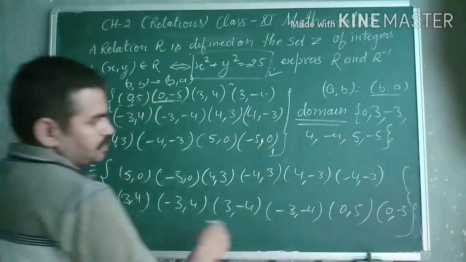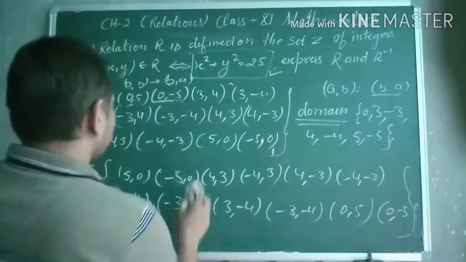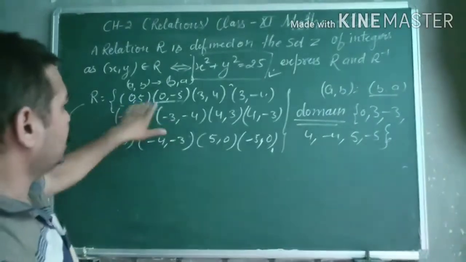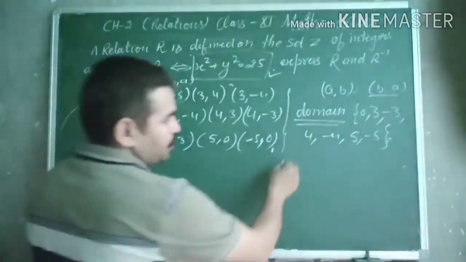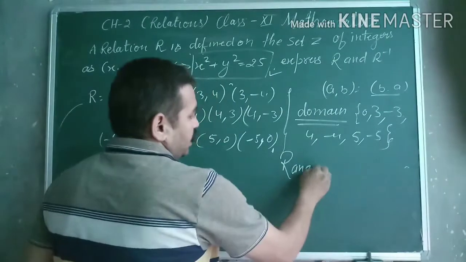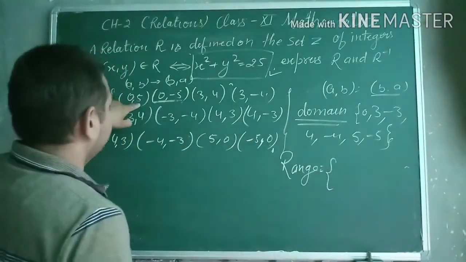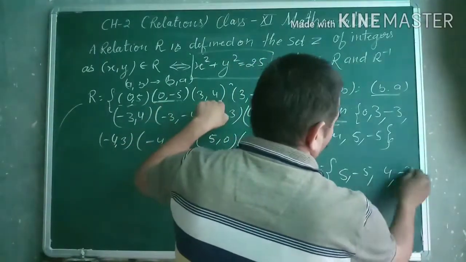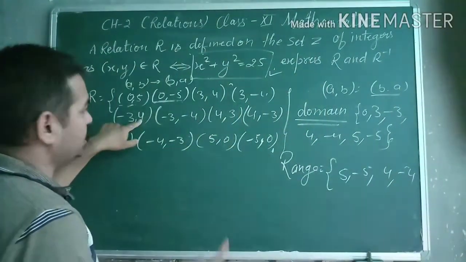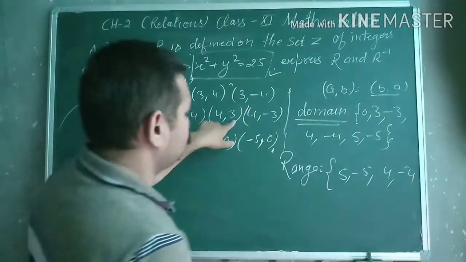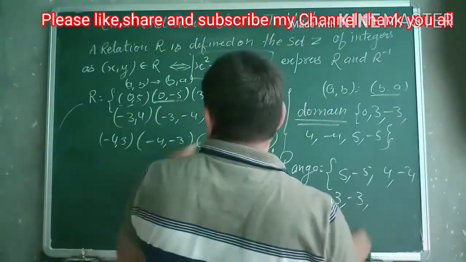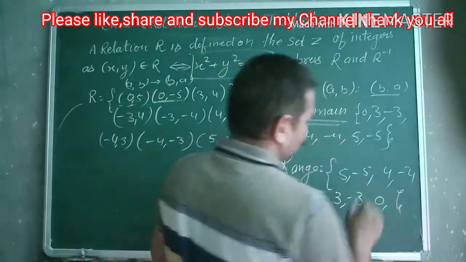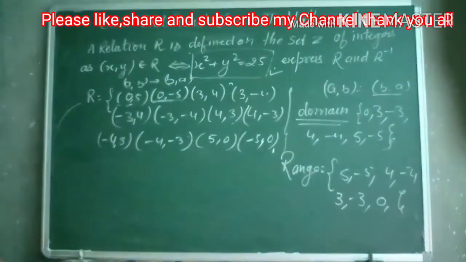What should be the range? The range is the y element. The y element in the ordered pair is the range. So the range can be written as 5, minus 5, 4, minus 4, 3, minus 3, and 0. So this is the range of this function.